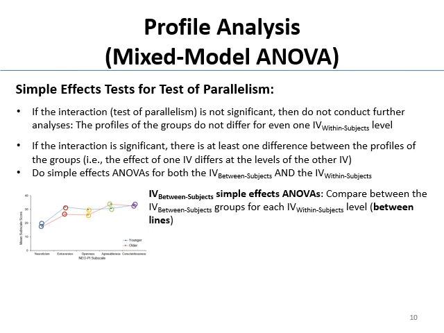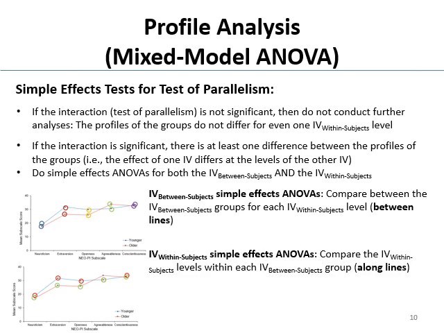They compare the IV between subjects groups for each within subjects IV level, that is between the lines. Then you've got the other one, that's along the lines. This compares the within subjects IV simple effects ANOVAs, compare the within subjects IV levels within each between subjects IV group. So within each group, just younger, it compares their 5 to each other.